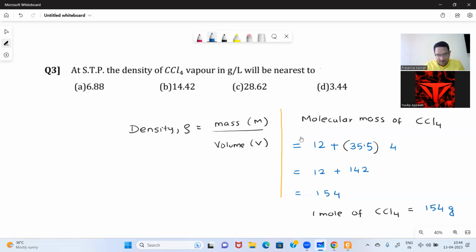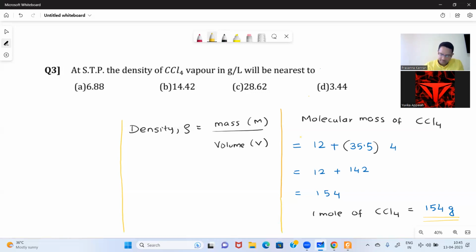Now we don't know about other masses, but 1 mole of any substance at STP will occupy 22.4 liters. So 154 grams of CCl4 will occupy how much volume, Viveka? Listen, 154 grams is nothing but 1 mole. So 154 grams of CCl4 will occupy 22.4 liters.